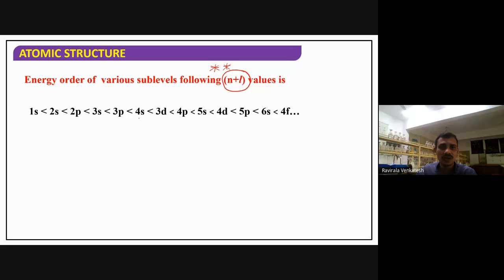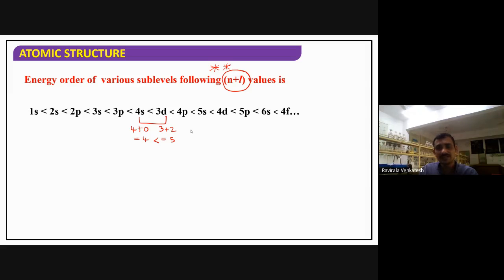4s and 3d I will take. Now what is the n value for 4s? 4. The l value for the s orbital? 0. Total is equal to 4. Now for 3d, the n value is 3, whereas the l value for the d orbital is 2. Total is equal to 5. Now which is more? 5. So 4s is lesser than 3d. If you know this, you can easily write down this order of energy.